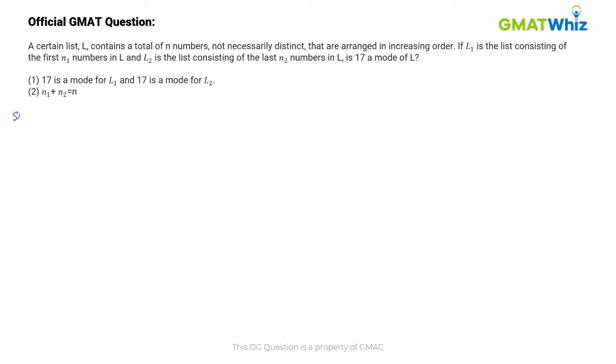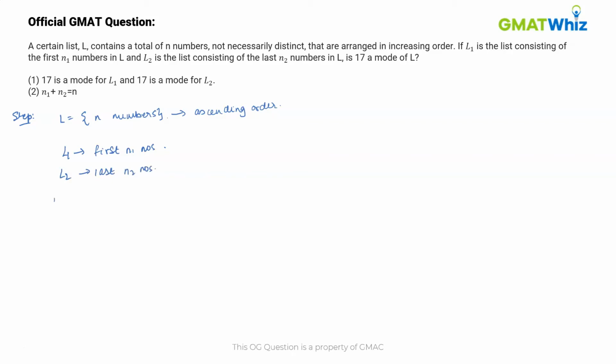In this question, we are given that a certain list L contains a total of n numbers, and they are not distinct. We also know that this list is arranged in increasing or ascending order. We are also given that L1 is the list consisting of the first N1 numbers, and the list L2 contains the last N2 numbers.